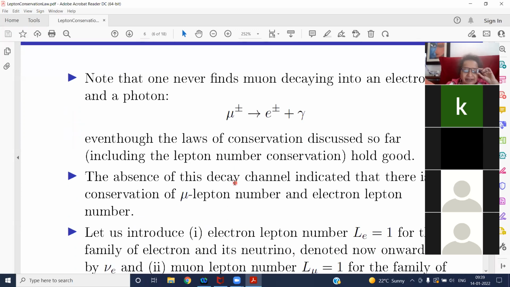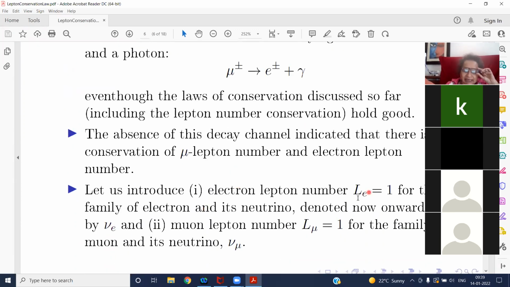What does that mean? We introduce electron lepton number. I will say electron lepton number Le is equal to 1 for all the family of electron. And I will say electron comes with its neutrino. That is a pair, electron and neutrino belong to what is called lepton number Le equal to 1. Be careful. I am introducing a classification. No logic. Logic only is I am assigning it. I am giving it some name.